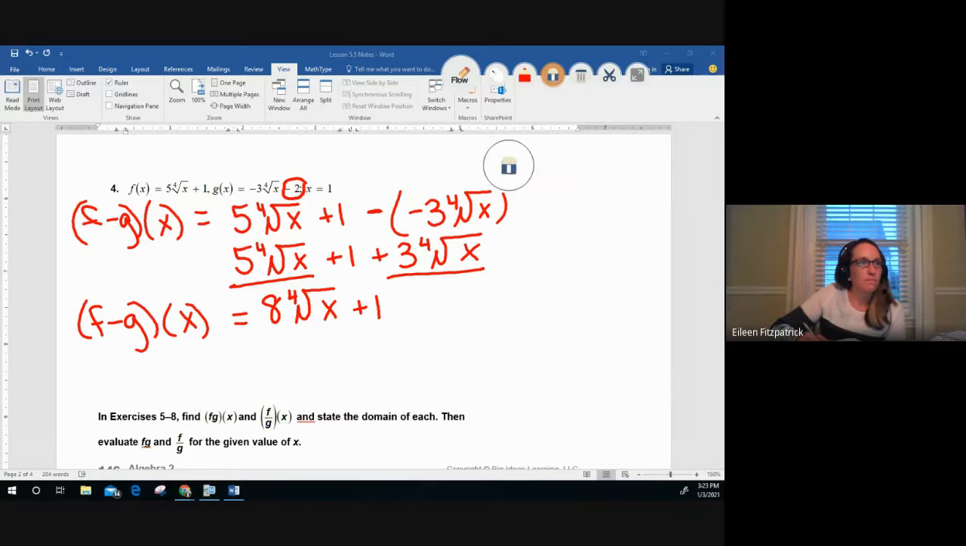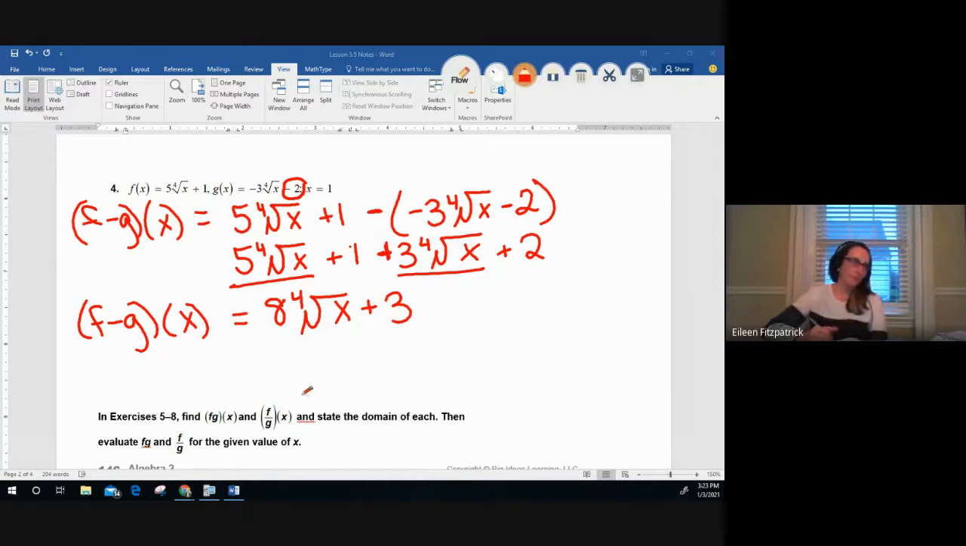Okay. I just didn't copy the whole problem down, that's all. So it's minus negative 4th root of x minus 2. So distribute the negative in, right? So let me go back here. So it becomes, well, if I distribute, it becomes a positive. Now, like terms, 5 plus 3 is 8 4th root of x, and 1 plus 2 is a plus 3. There we go. Now my answer key matches what I'm writing here.